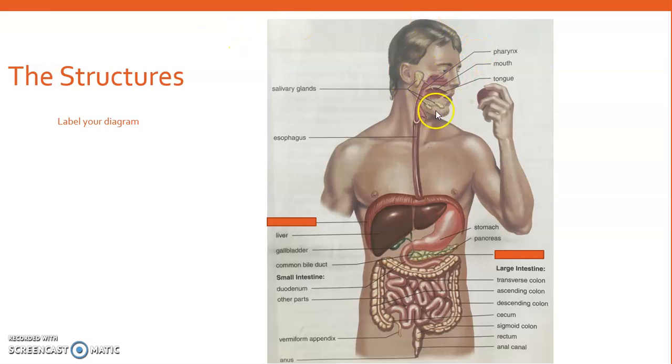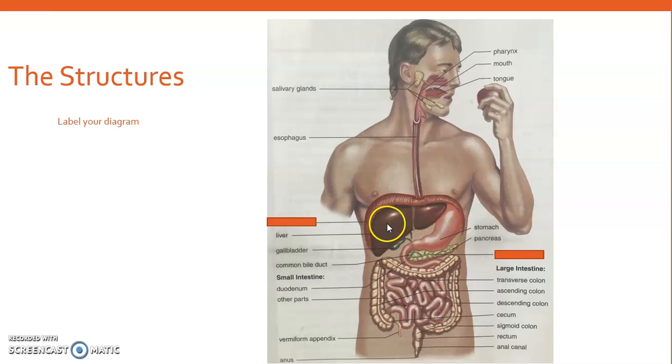These big chunks here are the salivary glands, so those are what produce the saliva. And we're going to talk about all of these, everything in here, in more detail in terms of function, just little bits at a time, so this is just a brief overview. So after this, we go to the pharynx and then into the esophagus, this long tube, which is where the food travels down until it can reach the stomach here.